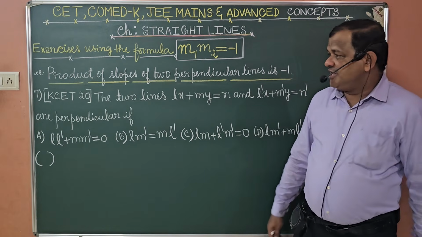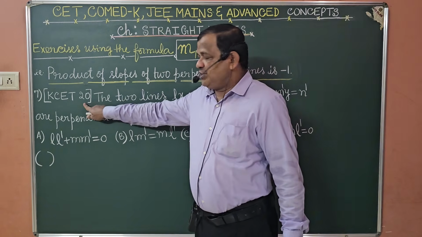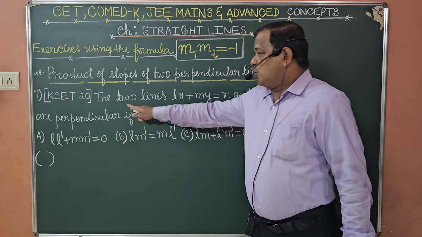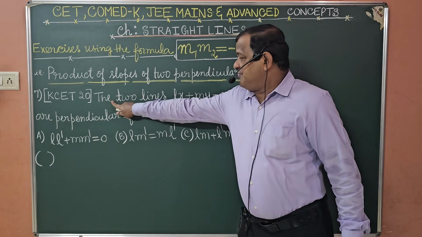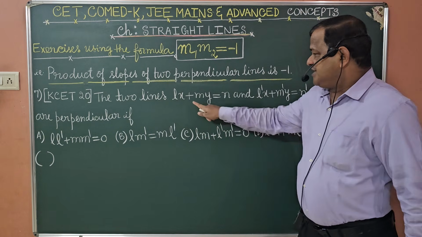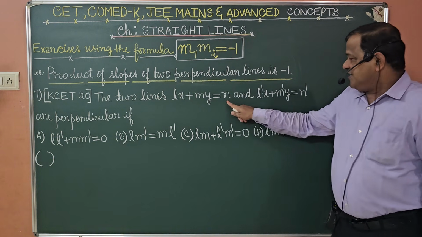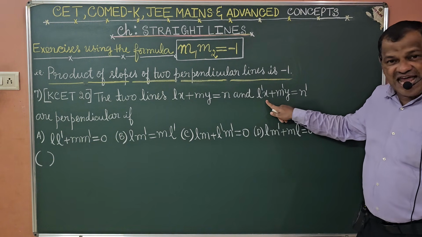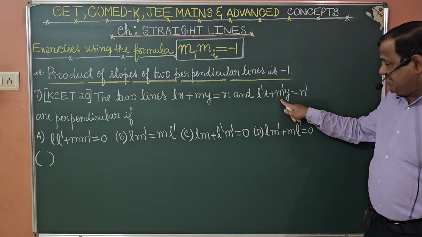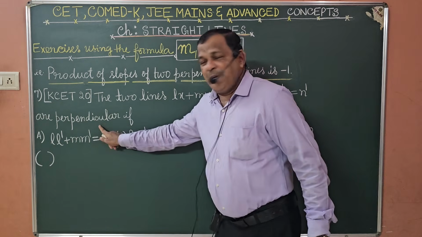So dear students, here is the next question from KCET 2020. Kindly go through the question, watch the video carefully. The two lines, Lx plus My is equal to N, the first line, and the second line L'x plus M'y is equal to N', are perpendicular.